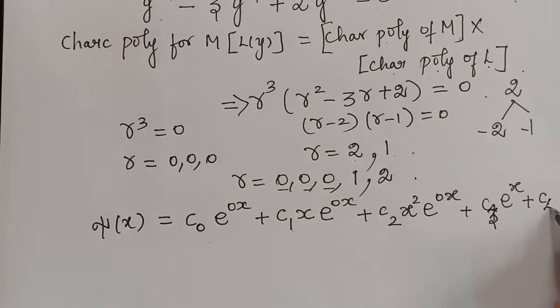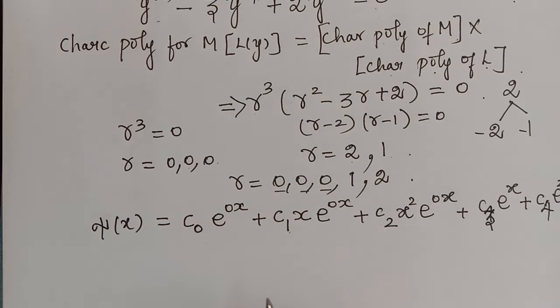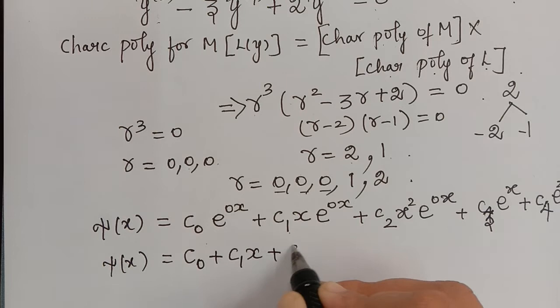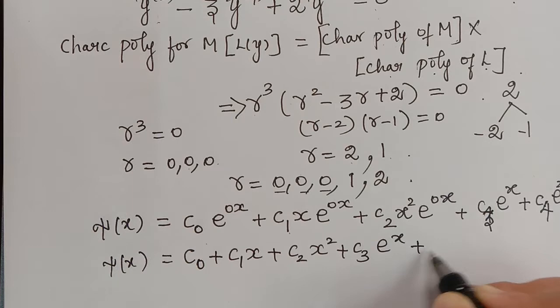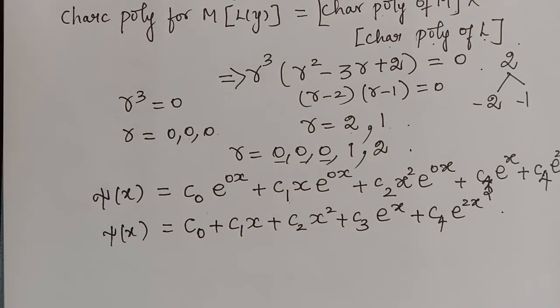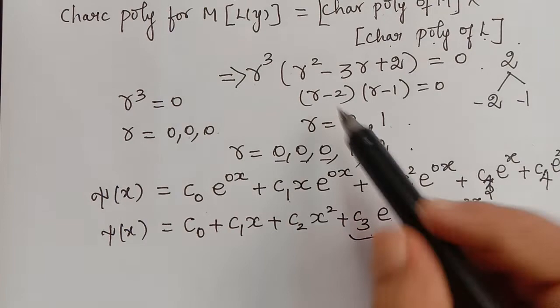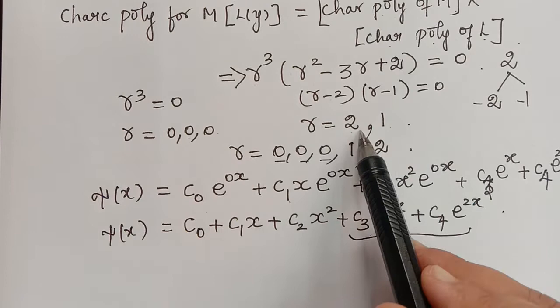So here we have e power 2x, so xi of x will be equal to, e power 0 is 1, so c0 plus c1x plus c2x square plus c3 e power x plus c4 e power 2x. Now this is the most general solution, but we observe that this solution, that is c3 e power x plus c4 e power 2x, is the solution for L of y equal to 0. So this is the characteristic polynomial for L. So from this only we obtain the roots 1 comma 2.